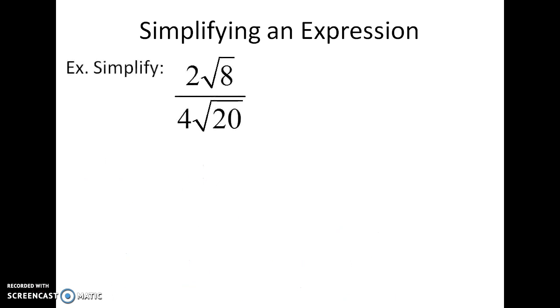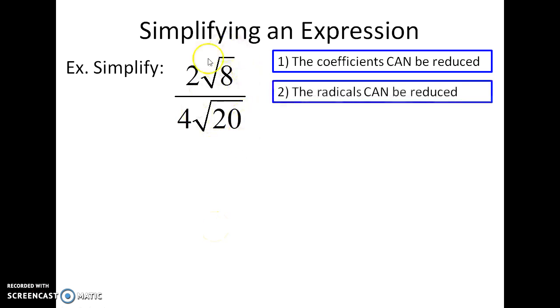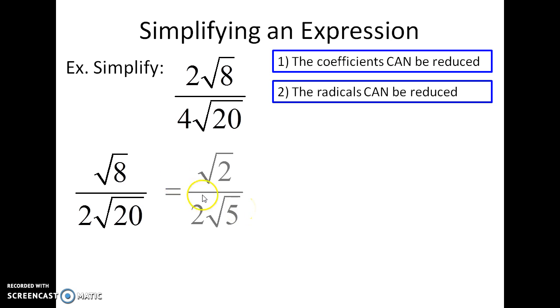Next example. I now have coefficients that are reducible. 2 and 4 have a common factor of 2. These radicals can also be reduced. 8 and 20 have a common factor of 4. So when I reduce this, 2 over 4 simplifies to 1 over 2. 8 over 20 simplifies, because both 8 and 20 are divisible by 4, to 2 over 5. 8 by 4 and 20 by 4.